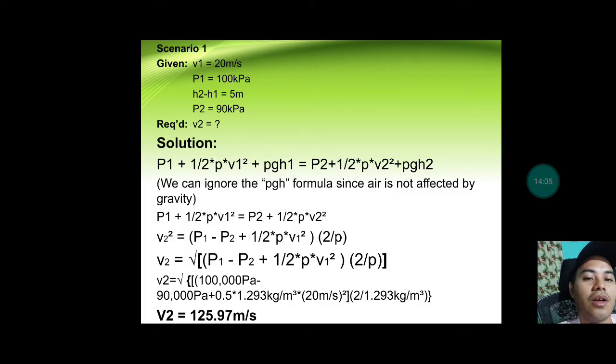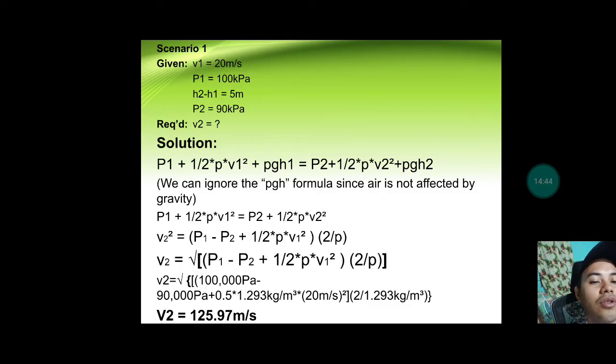So since on the left side we have V2 squared, to cancel the square, or the power of 2, we will have to square root both sides. If we square root V2 squared, the power of 2 will be cancelled, so the remaining value will be V2, which equals the square root of (P1 minus P2 plus 1/2 density times velocity 1 squared) times (2 over P).